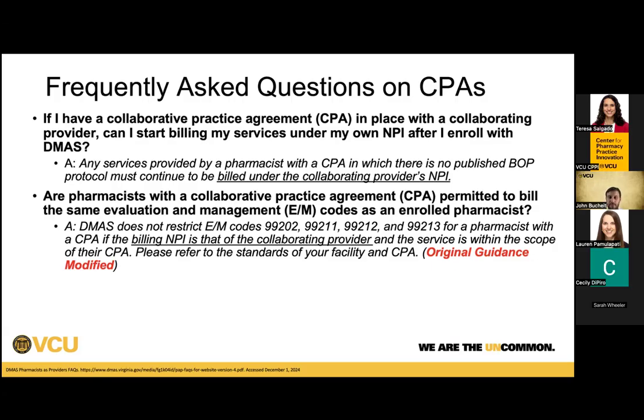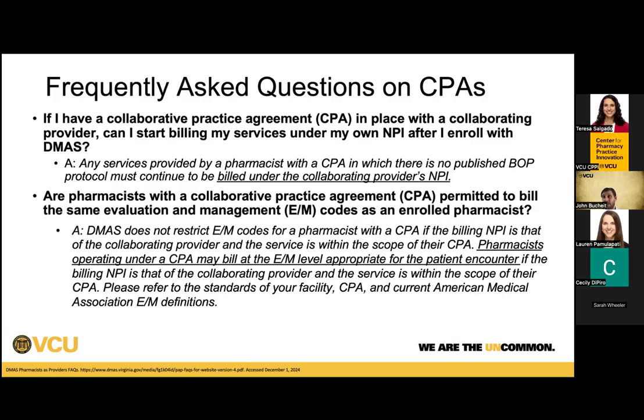About 6 months later, though, they updated this frequently asked questions document, and this was probably one of the biggest, most crucial updates I've seen to this document. It specified that DMAS does not restrict E/M codes for a pharmacist with a CPA if the billing MPI is the collaborating provider and it is within the scope of their CPA. Pharmacists, if they're operating under their CPA, will bill for the evaluation management code appropriate for the patient encounter. So this is when we're talking about pharmacists not being limited to certain CPT codes. You should bill based on the appropriateness of the encounter.